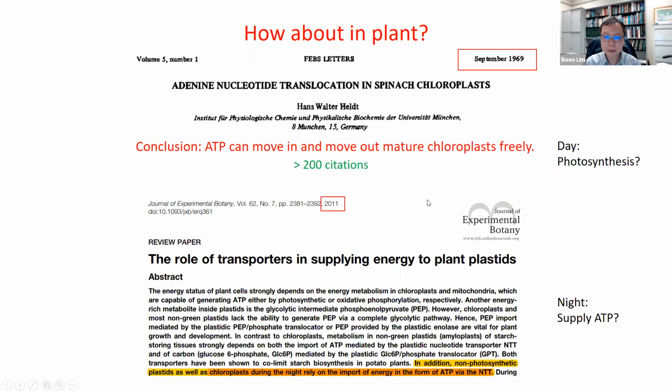So until recently, it has been believed that ATP can move into mature chloroplasts. During the daytime, it may supply extra ATP for photosynthesis, and during nighttime, it can supply ATP to the chloroplast.